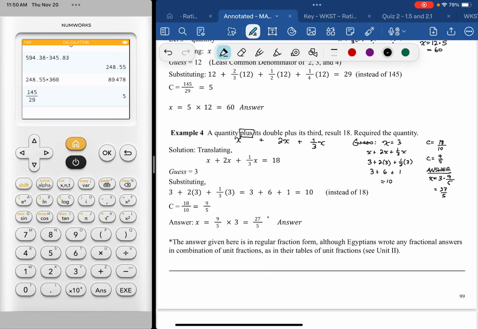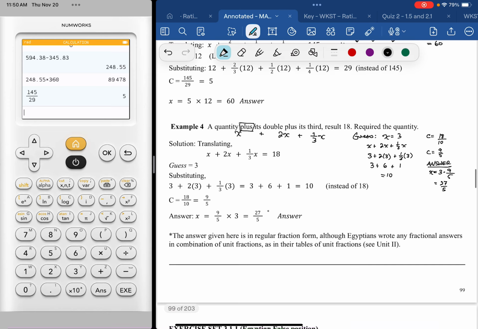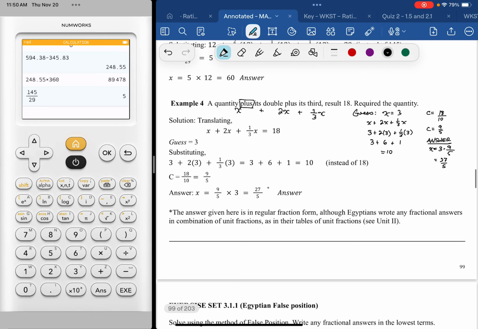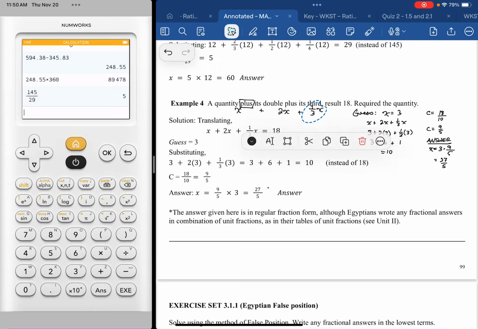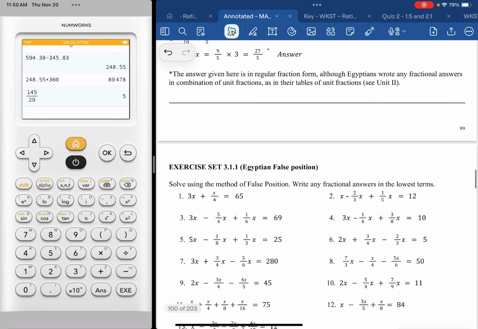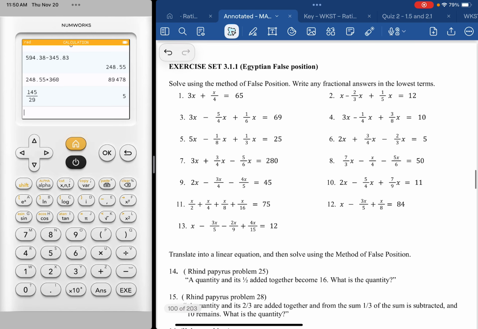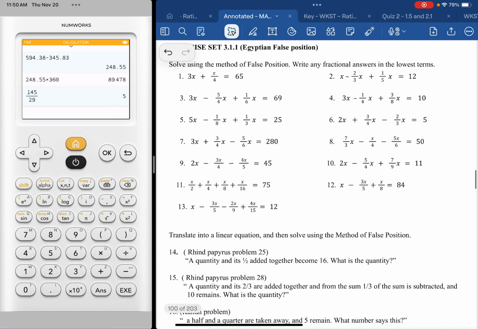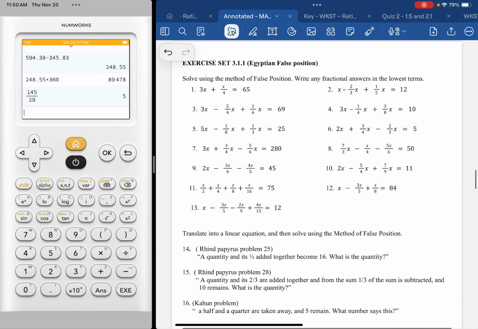All right. So this one not quite as clean, but still easily done without the use of a calculator, which is one of the benefits of this sort of calculation. So now you should be good to go for 3.1.1, the exercises here. There's a bunch of them, so good practice.